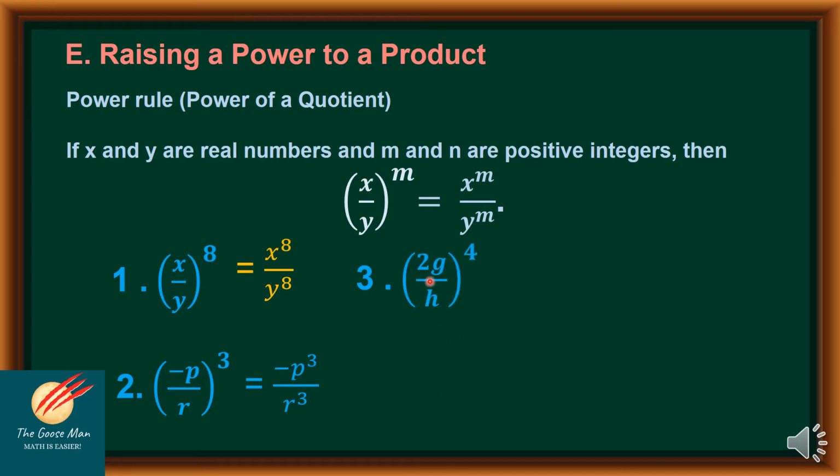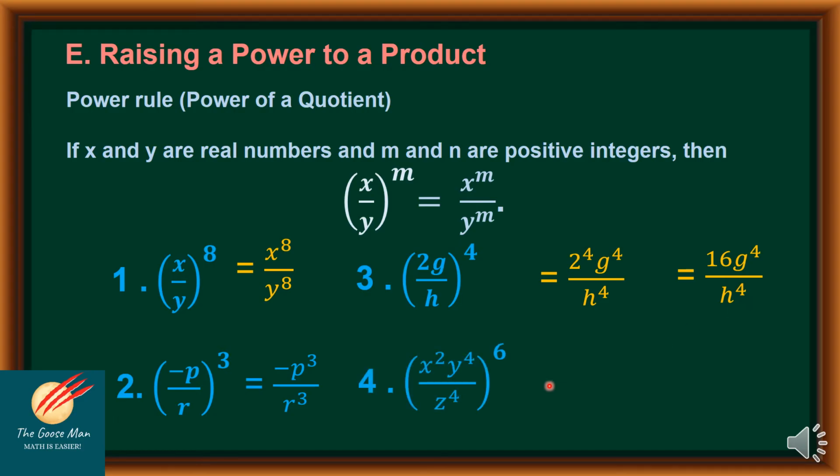Next, 2g all over h raised to 4. So again, I'll distribute 4 to both numerator and denominator. So I have here 2 to the 4th power times g to the 4th power all over h to the 4th power. So take note that 2 to the 4th power, it means that is 16. Then simply copy g to the 4th power all over h to the 4th power.